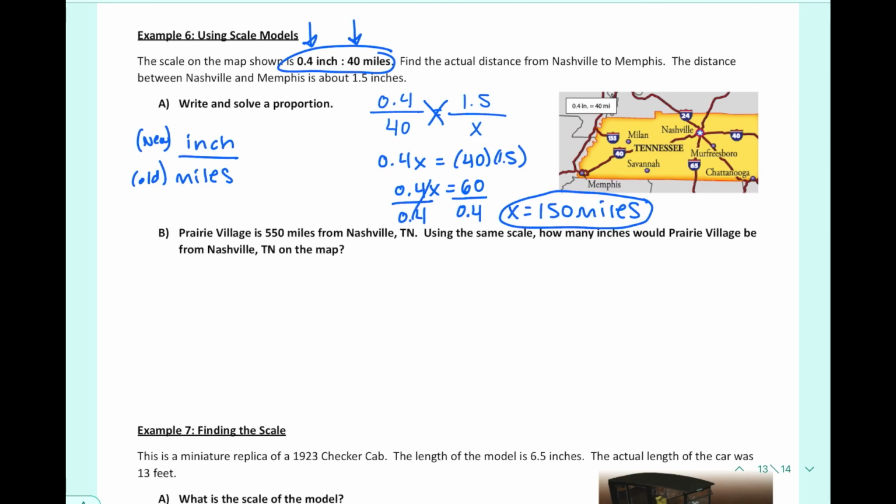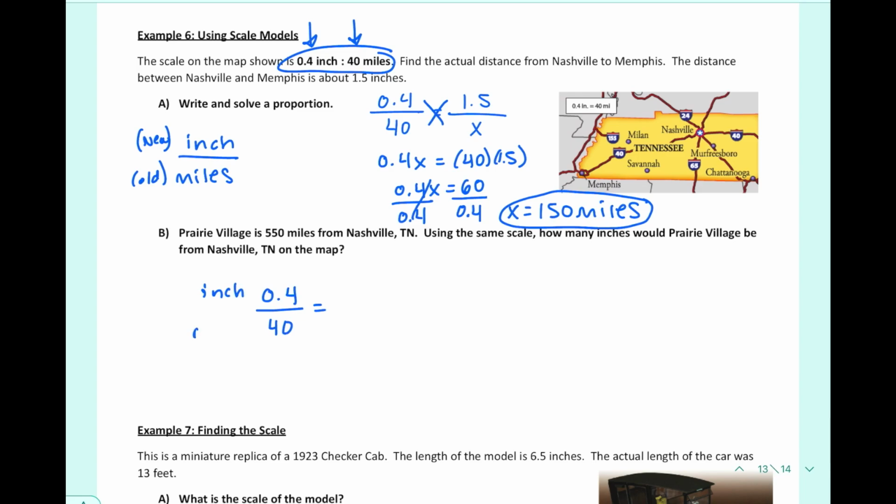Okay. Next, it says Prairie Village is 550 miles from Nashville, Tennessee. Using the same scale, how many inches would Prairie Village be from Nashville, Tennessee on the map? Okay, so this is another example. Again, we have that scale. Now we know the actual distance, but we want to find the distance that we would have on the map. So again, I can use that scale.